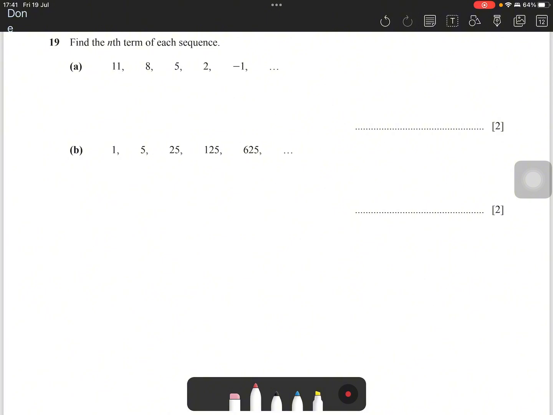Question 19. Find the nth term of each sequence. Look at sequence A. We see the difference between any two terms is -3. 8 minus 3 is 5. 5 minus 3 is 2. 2 minus 3 is -1. So it must be a linear sequence.